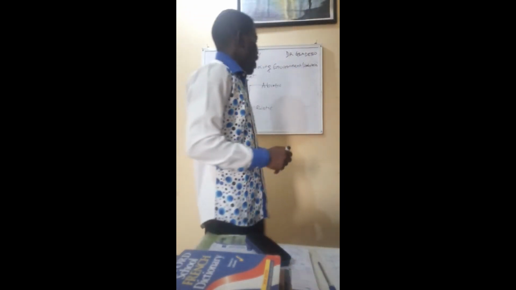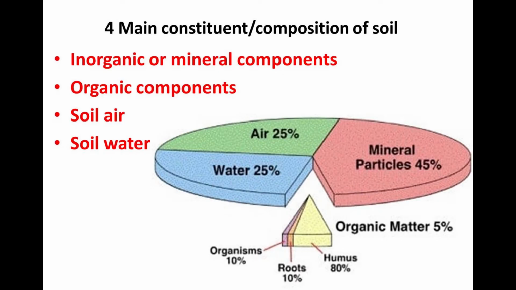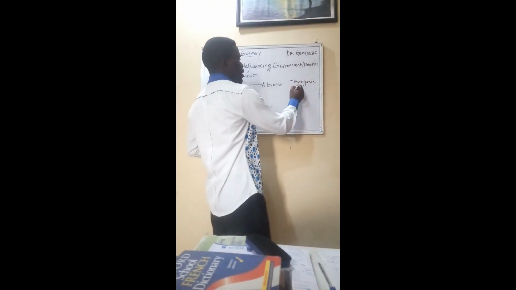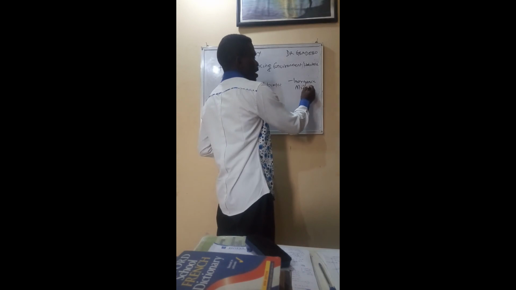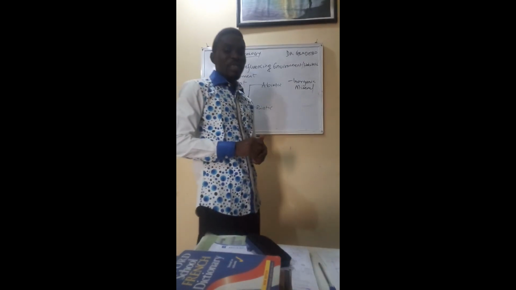And then soil is very important because it is the medium for plant growth. The plant grows on the soil, especially in the terrestrial environment. So there are four main constituents of soil. We have the inorganic component, or you can also call that the mineral matter of soil.